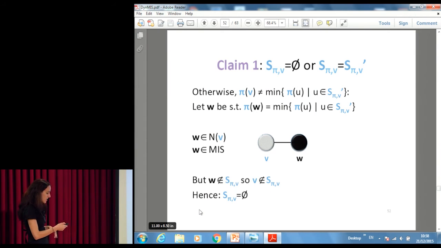And now the last argument is this. W did not change its state in the original permutation because it had a lower order than V. So it doesn't depend on V. So it has to be that V doesn't change its state in the original permutation because it has a neighbor with a lower order that is fixed in the MIS. So basically we get that no one had to really change their state. Basically it says V had to be white before the change, so if I took it out, I don't need to change anything. Okay, this was the technical part.